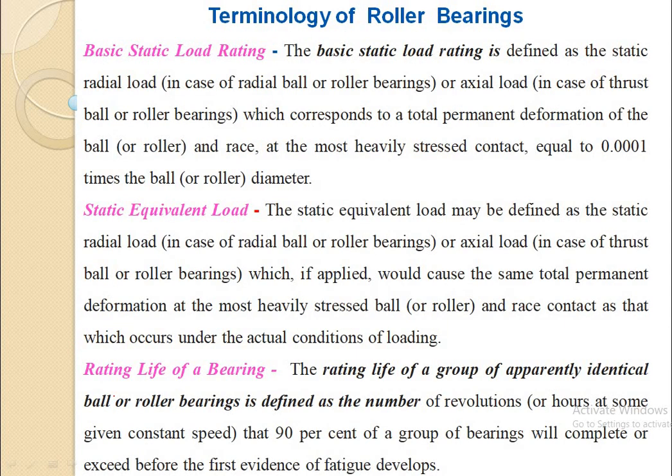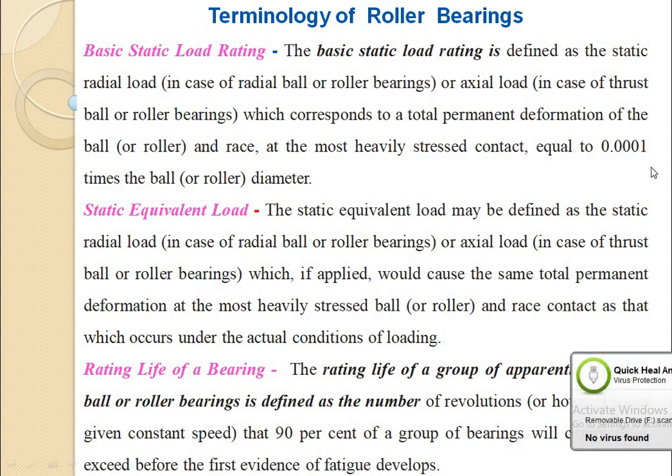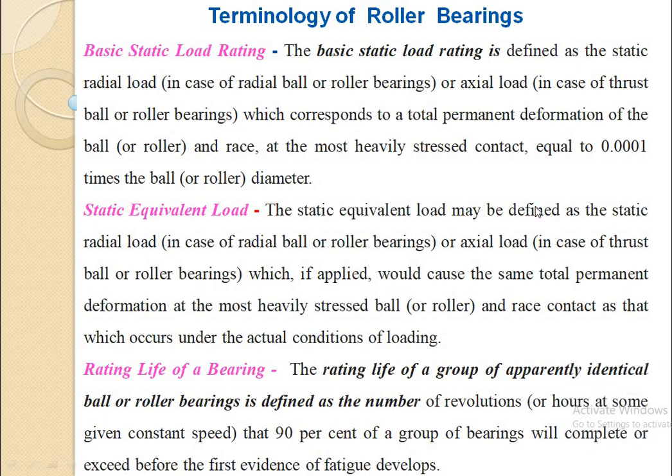Now we will go through some terminology of roller bearings. In the last lecture I told you that we have to focus on roller bearings. Our syllabus is restricted up to roller bearings, so we need to understand the basic terminology of roller bearings. Some terms are associated with the bearings, and we need to try to understand what these terms are.